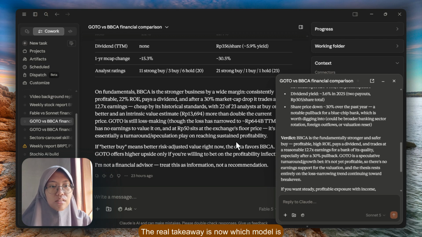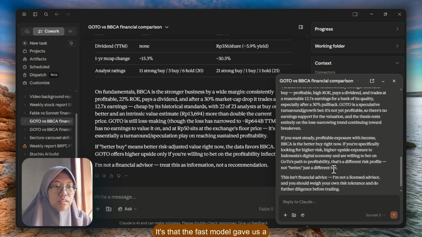The real takeaway is not which model is smarter, it's that the first model gave us a trustworthy answer fast, and the flagship model gave us the same answer with more layers underneath it. So pick the tool that fits the job. If you want to try this yourself, the exact prompt is in the description below, and remember that none of this is financial advice. Always check the numbers yourself before you make any real decision.